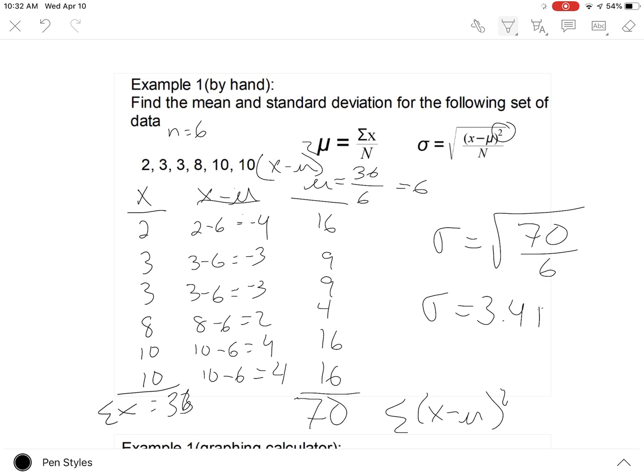I'll go 1, I guess it's 5, so 1, 2. If I round to the nearest hundredth, that should be good enough, if you want to round to the nearest hundredth.